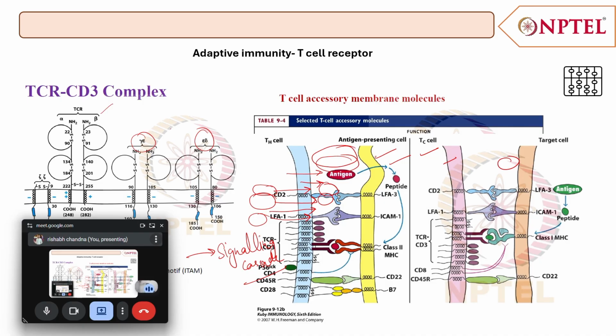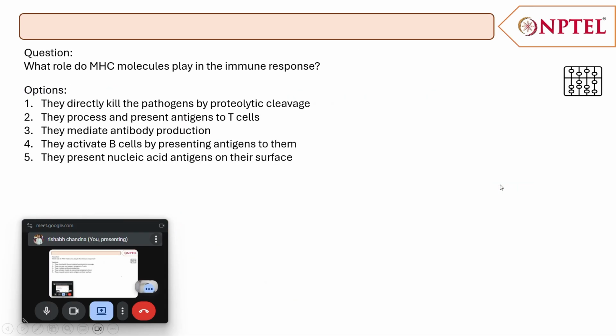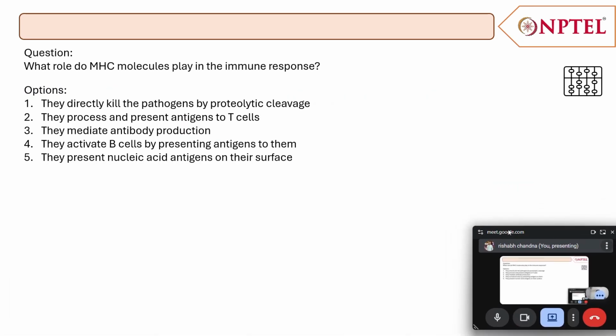Moving on, now we'll move on to the questions. So, what role do MHC molecules play in the immune response? The options are: they directly kill the pathogens by proteolytic cleavage, they process and present antigens to T cells, they mediate antibody production, they activate B cells by presenting antigens to them, and they present nucleic acid antigens on their surface. So the correct option is option number 2. That means they process and present the antigens to the T cell, because T cells do not directly bind to the antigens.